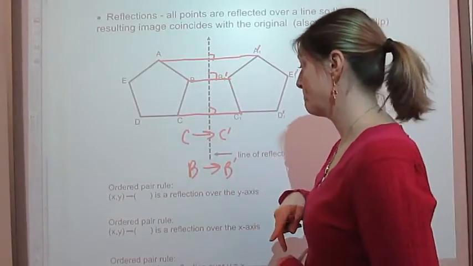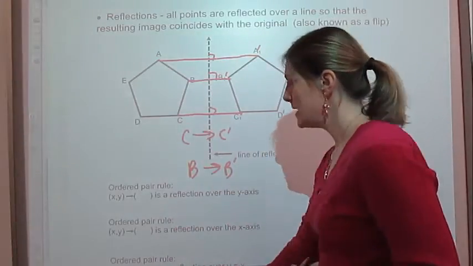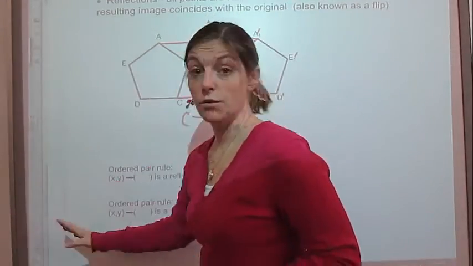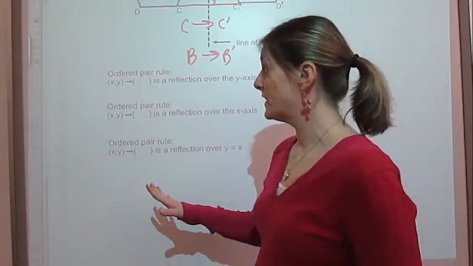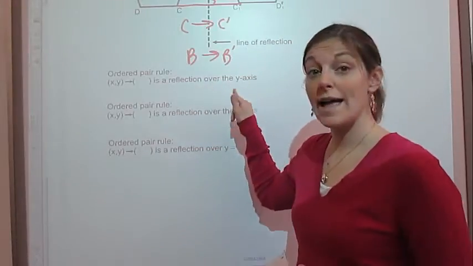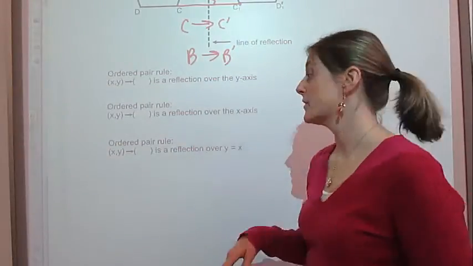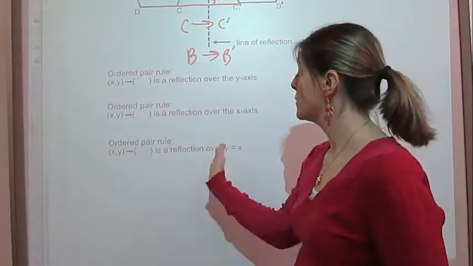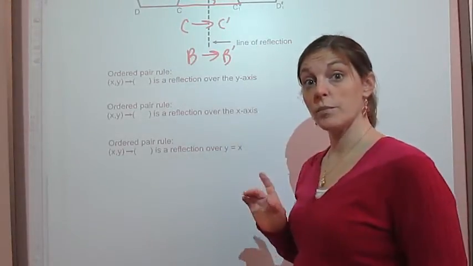All right, so let's take a look at some ordered pair rules for when we do reflections. There are three that we're going to use often. We're going to have a reflection over the y-axis, that's the vertical one. We're going to have a reflection over the x-axis, that's the horizontal, and a reflection over y equals x, and that's the line that cuts through the coordinate plane like that.